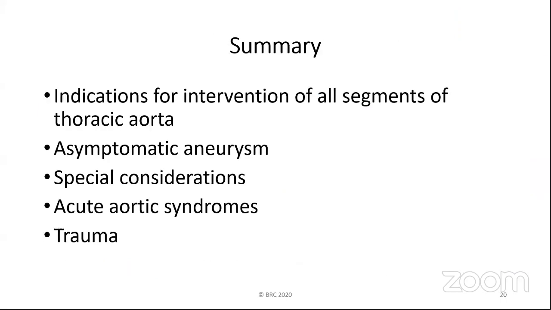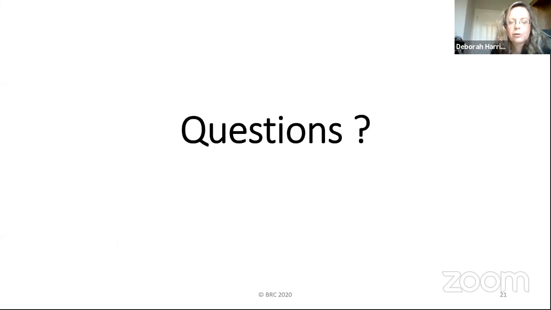So in summary, we've just looked at a brief run through all the indications for intervention of the segments of the thoracic aorta for asymptomatic aneurysm. We've talked about some of the special considerations, mentioned briefly acute aortic syndrome, and just before running out of time, trauma. So I'd like to thank the organisers once again and ask if there are any questions.